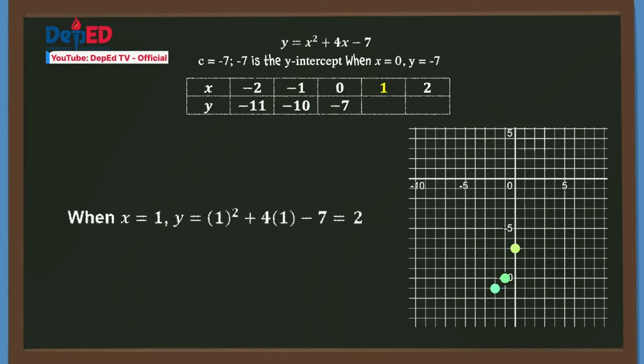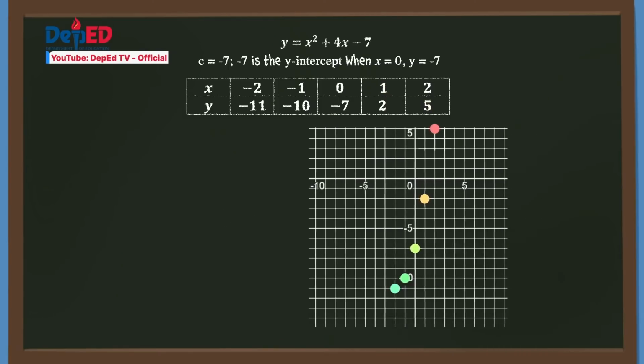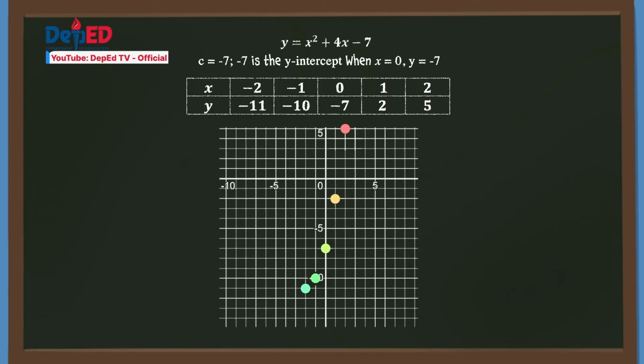When x is 1, y is equal to the square of 1 plus the product of 4 and 1 minus 7, and the result is 2. When x is 2, y is equal to the square of 2 plus the product of 4 and 2 minus 7, and the result is 5. So we have 5 ordered pairs to plot on the Cartesian plane.